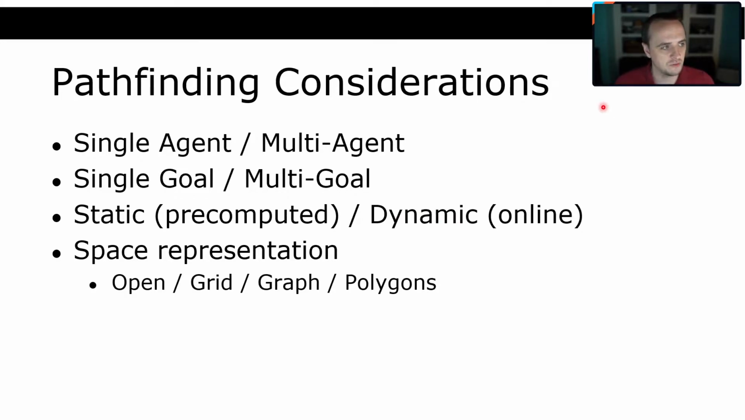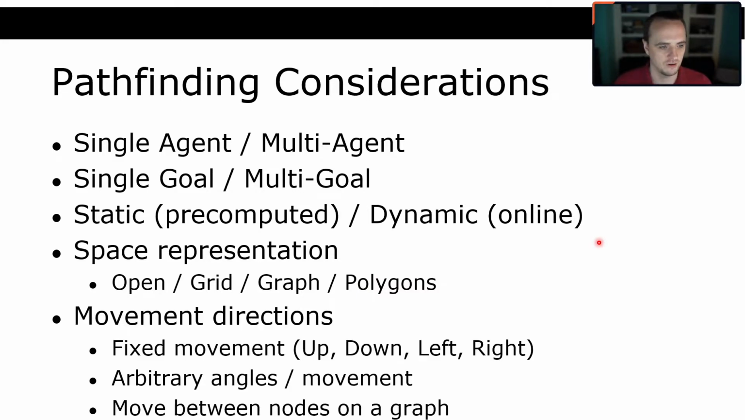What is your space representation? Do you have an open representation where sort of anything goes? Do you have a strict grid system that things can move on? Do you have a graph where things can move between nodes? Maybe you have polygons where you can only move to the center of these polygons, etc.